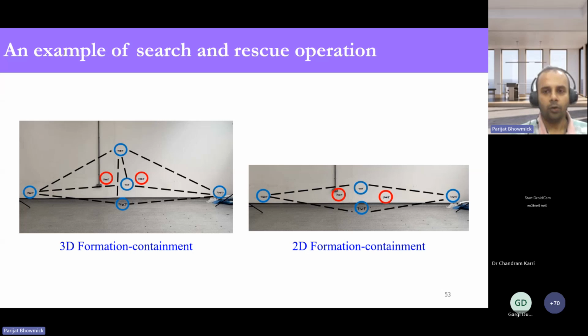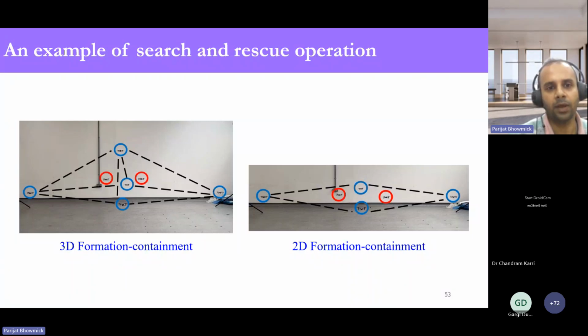Now I'm going to show you a very interesting video. For the time being, if you see this particular snapshot, it has been taken from the experiment. Suppose the blue ones are the leader drones, and in a particular room or region some stranded people are there, and some rescuers are trying to rescue those stranded people, or stranded passengers.